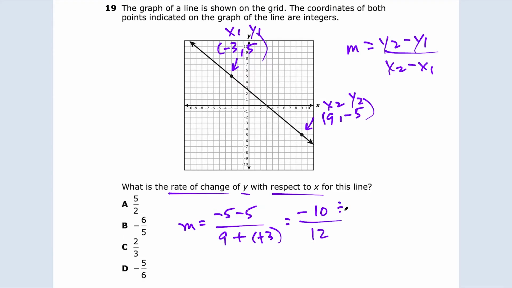And now this one here we could reduce by dividing the top and bottom by 2, and that's going to simplify to negative 5 on top over 6. So negative 5/6, choice D is our answer.